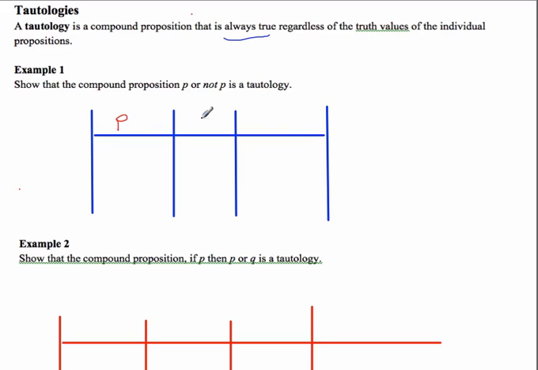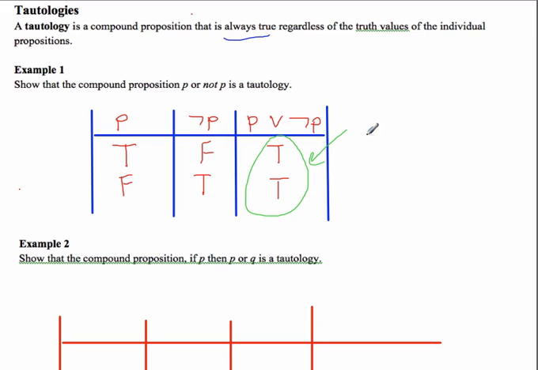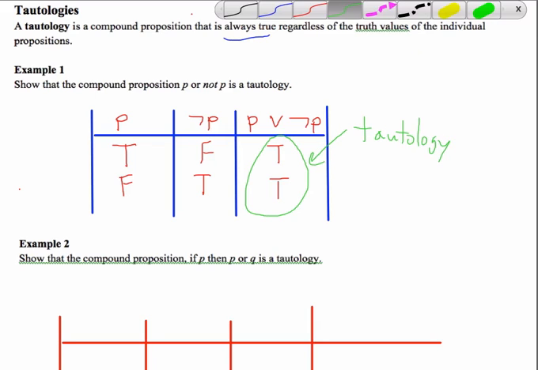So let's do that. So we need to set up P and then not P, and then we'll figure out P or not P and see what happens. So actually there's only two possibilities, true, false for P, and then false, true, and then the or statements are only false if both of them are false. So these are both true. And when you get everything to be true in the final column, or the answer, you get what we call a tautology. Okay, next example.